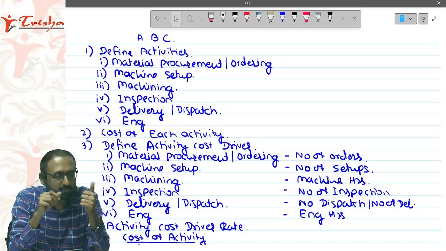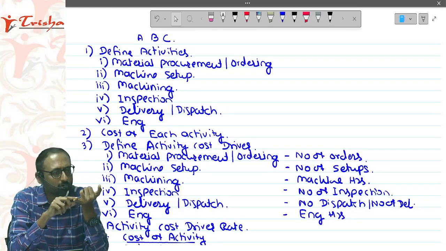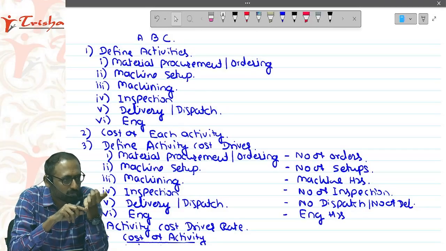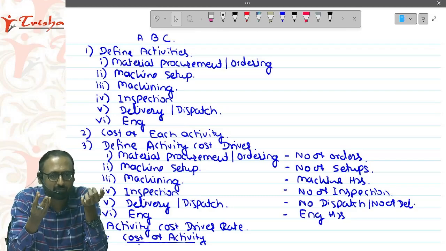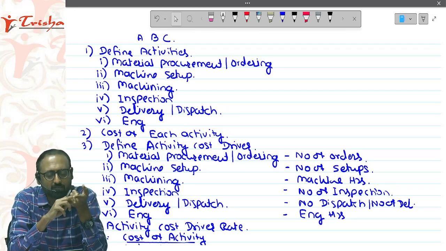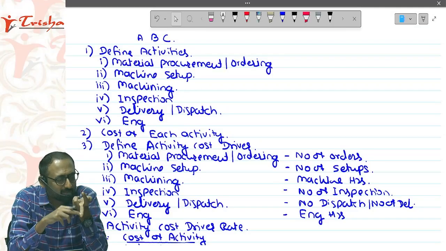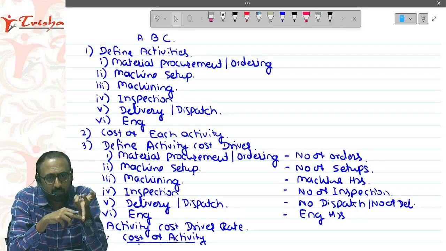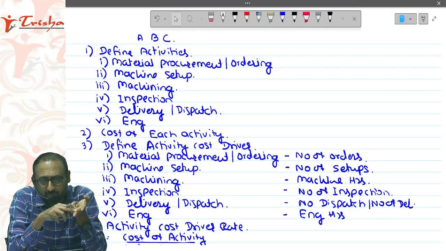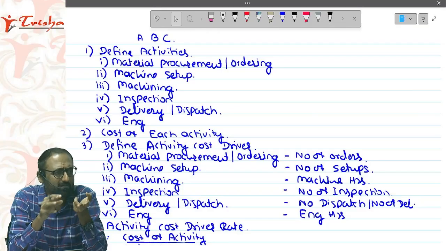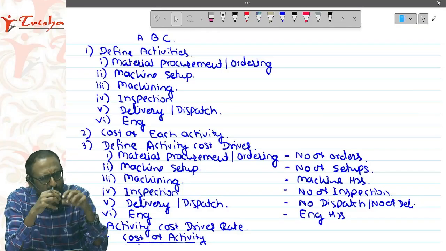First activity will be material procurement activity, or ordering activity, order placing activity, purchasing activity. Second activity is setup of the machine. Third one is a machining activity, fourth one is quality inspection activity, then delivery or dispatch activity, last is engineering activity. So these are the six commonly used activities.